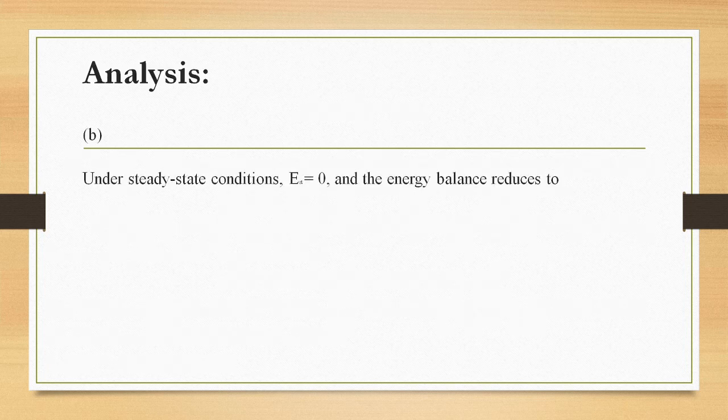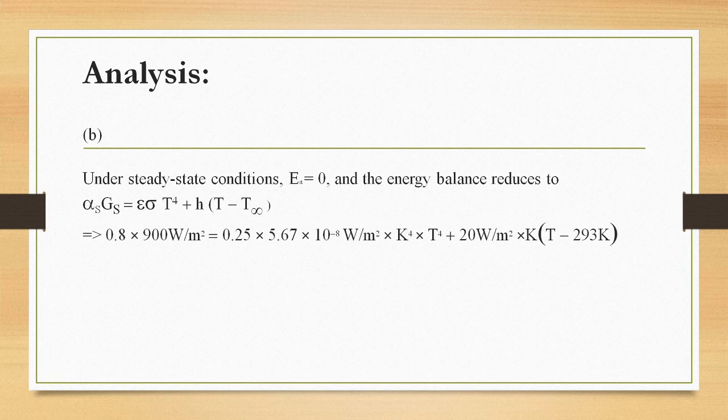Now moving on to the next question. Here the question states that we'll have to consider that the state is steady, that is E dot st is equal to 0. Then the energy balance equation reduces to this, and if we put the values, we get the unknown temperature T as 321.4 Kelvin, which is equal to 48.4 degrees centigrade.